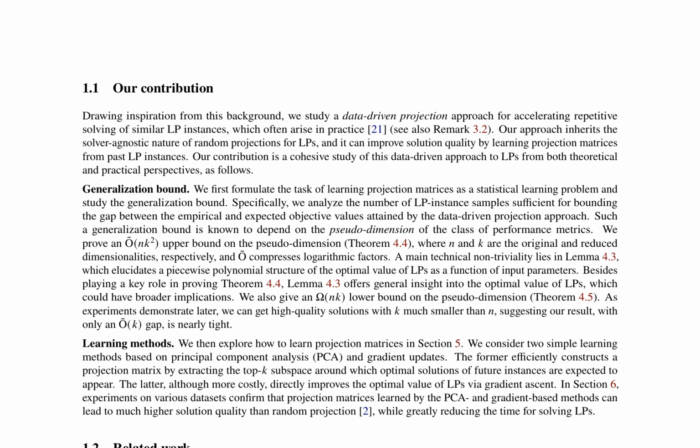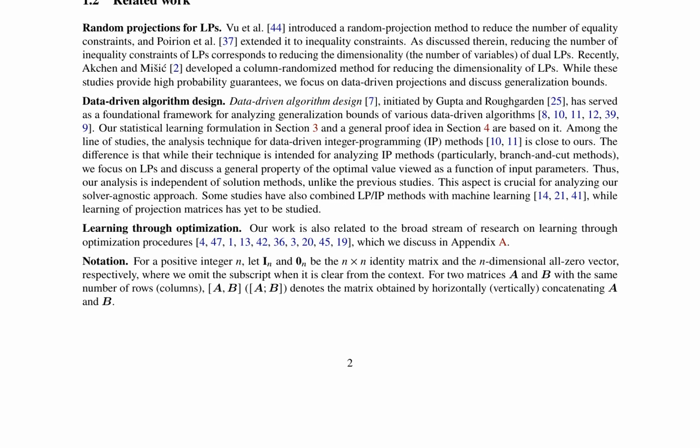The authors formulate the task of learning projection matrices as a statistical learning problem and analyze the generalization bound, proving an O(nk²) upper bound on the pseudo-dimension of the class of performance metrics. This bound is nearly tight, as experiments demonstrate that high-quality solutions can be achieved with k much smaller than n. A lower bound of Ω(nk) on the pseudo-dimension is also provided, suggesting the result's tightness.